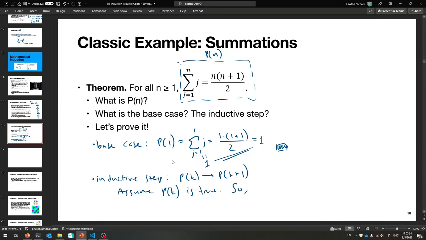If we assume that P of k is true, we just plug in k, we get to assume that the sum from j equals 1 to k of all those j's is equal to k times k plus 1 over 2. That's an assumption we get to make. This is called our inductive hypothesis, or IH for short.